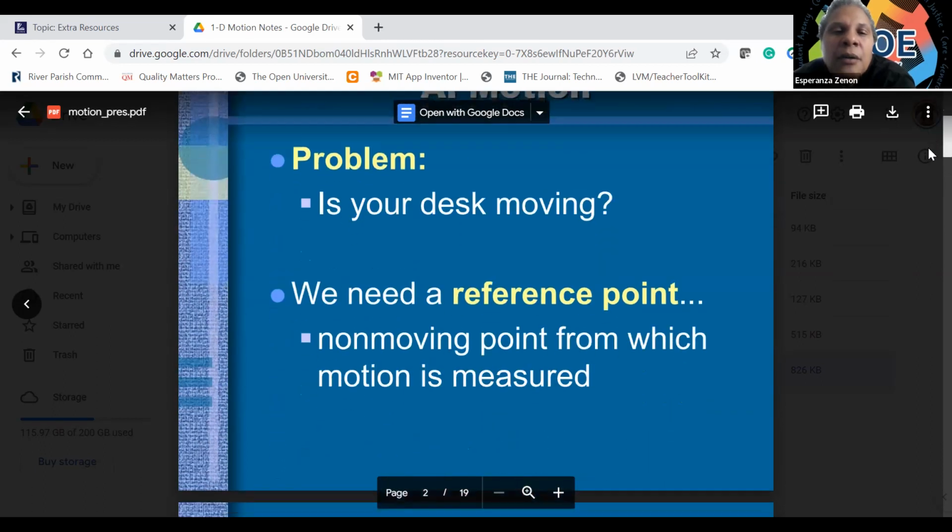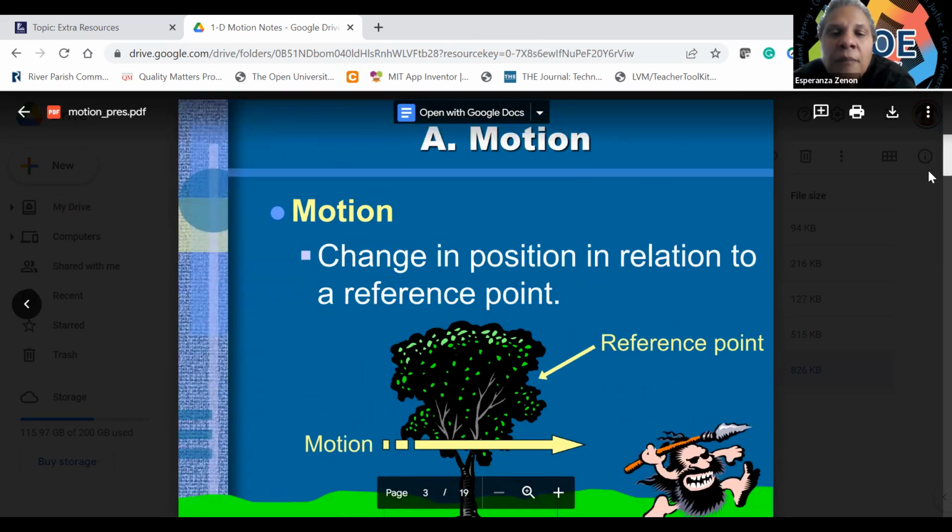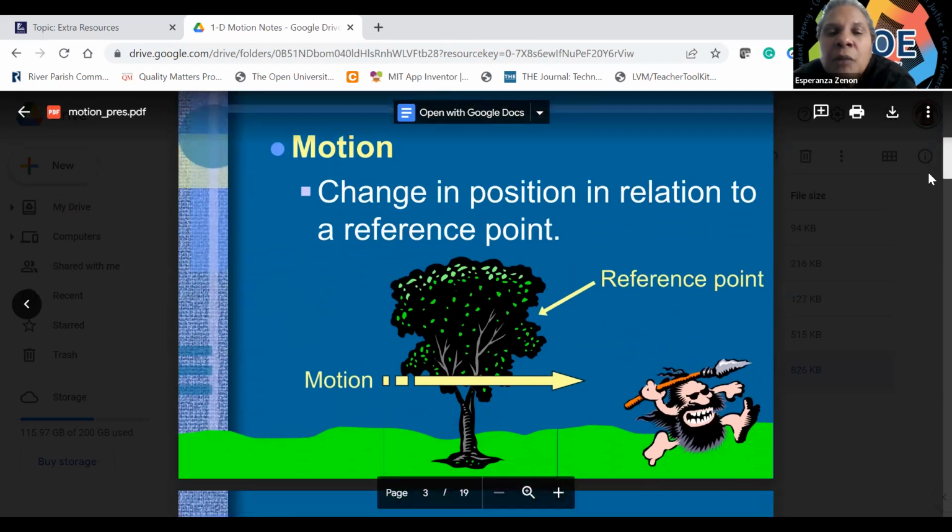Okay. So I talked about the idea of needing a reference point. And the reference point is the fixed point that you measure from to establish motion, to locate an object, to find its position. Okay. And so if an object is in motion, that means its position is changing. So you establish the reference point and the object changes its position with respect to that reference point, then you know it's in motion.